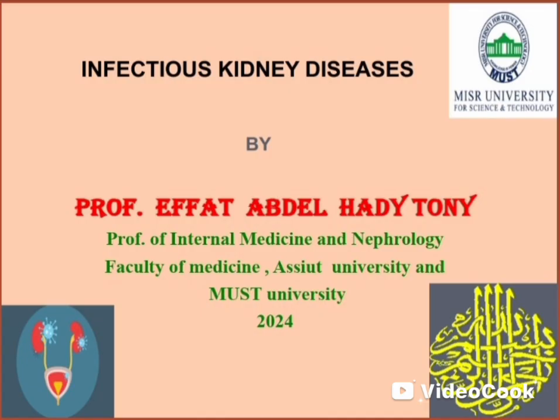And accordingly, the source of infection is either nosocomial or community acquired. These are the classifications. It is classified anatomically into upper and lower, according to severity of infection into complicated and non-complicated, and according to the source of infection into community acquired or nosocomial urinary tract infection.